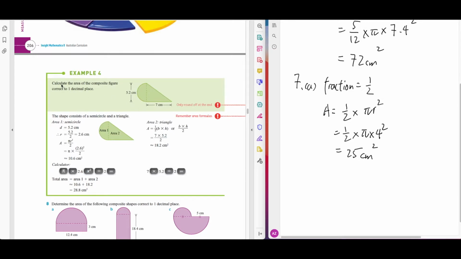Okay, so the question says calculate the area of the composite figure correct to one decimal place. But basically, when you want to work out the area of a composite shape, just split the shape up into the shapes that you can work out, and then you do it, right?